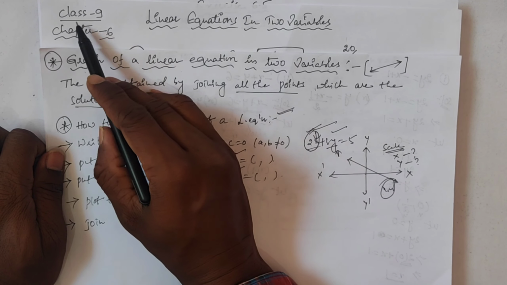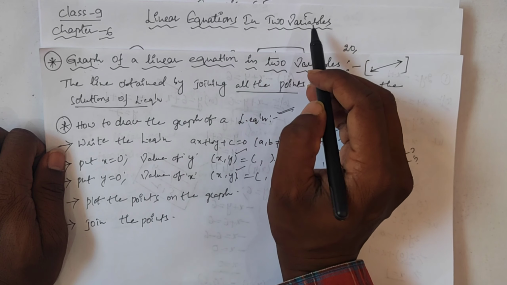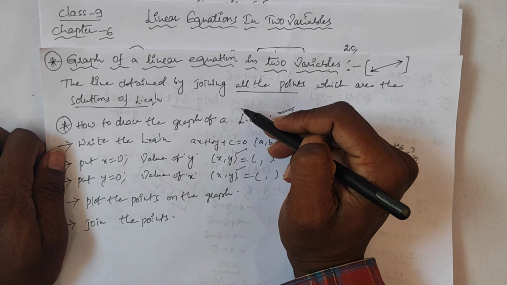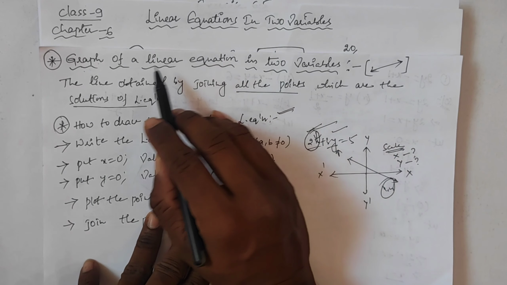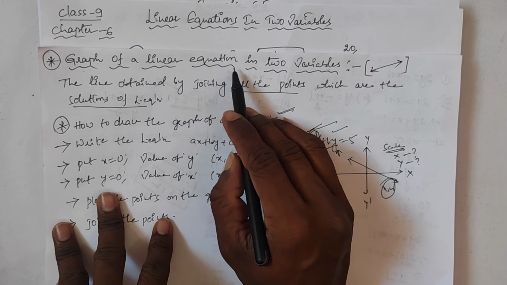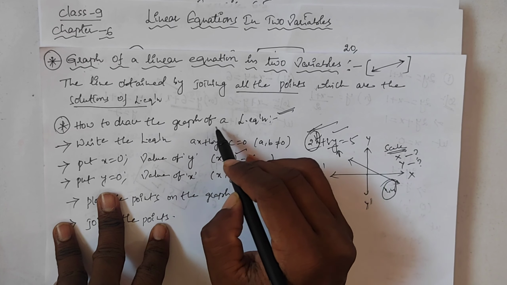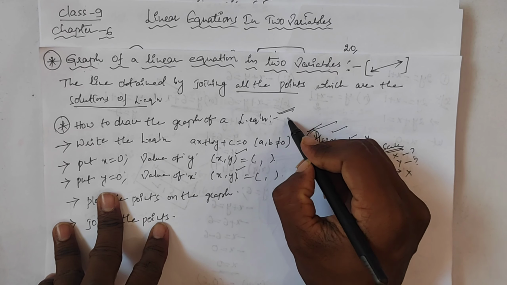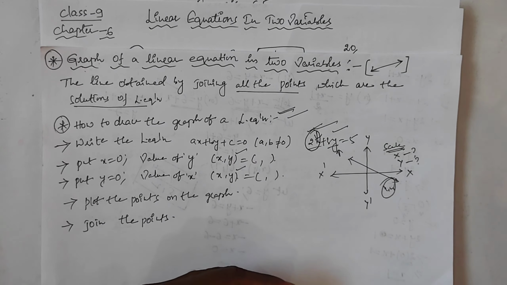We are discussing class 9th chapter 6, that is linear equations in two variables. In the previous class we completed exercise 6.3, right? Exercise 6.3 is all about the graph of a linear equation in two variables. The topic is about how to draw the graph of a linear equation. If you missed exercise 6.3, I have given the link in the description, you can check that one.